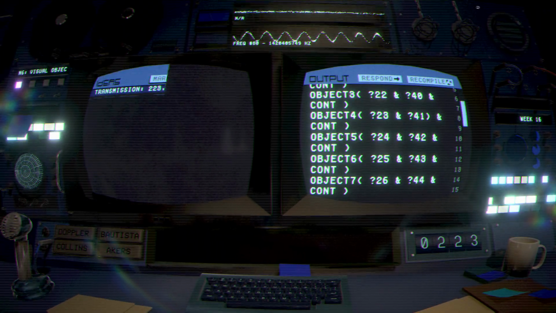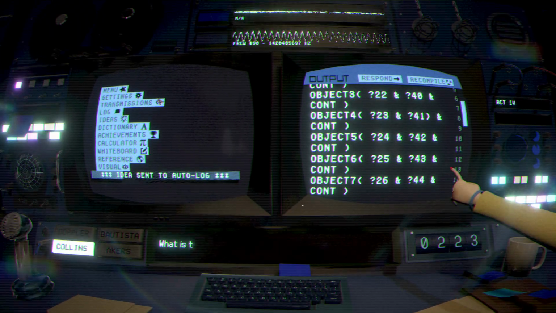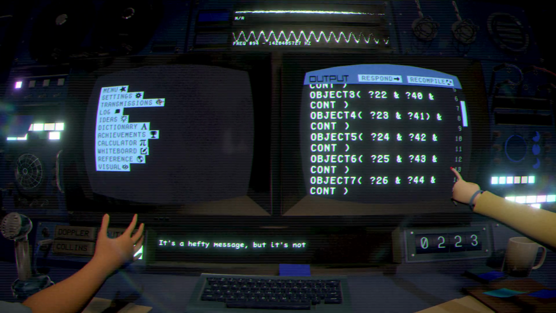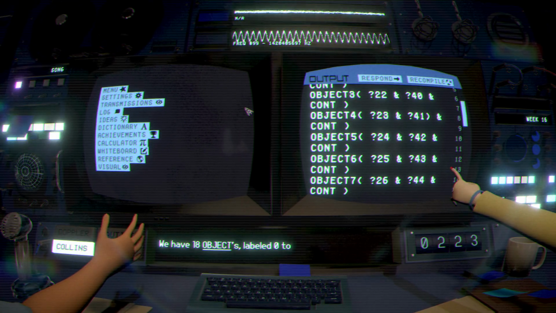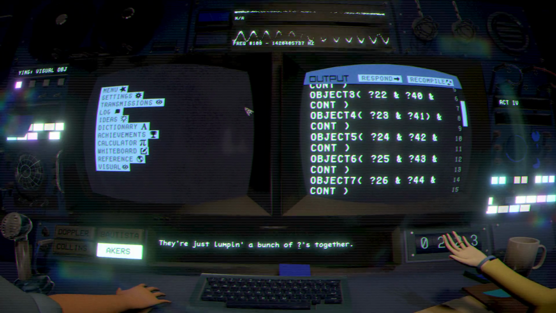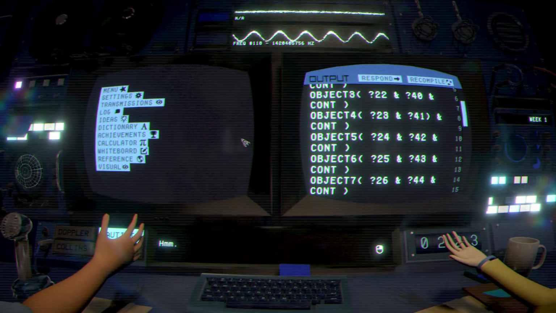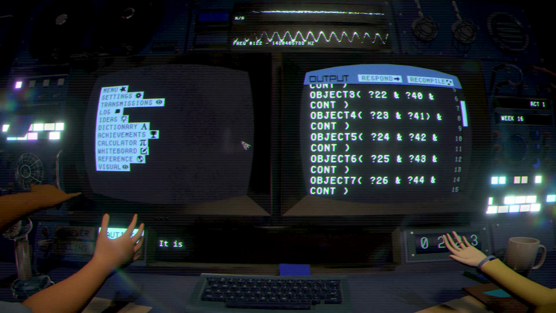What the idea says. What is this? A hefty message, but it's not making any sense. We have 18 objects labeled 0 to 17. Why? Lumping a bunch of question marks together. Batista, is your calculator brain picking up on any pattern? Not math, it's something else.